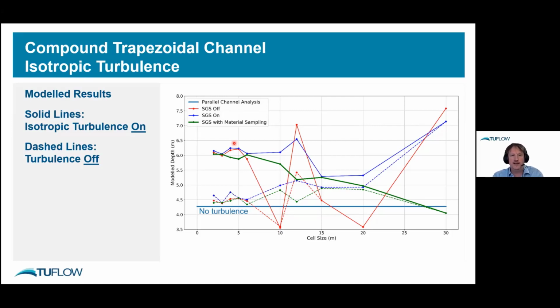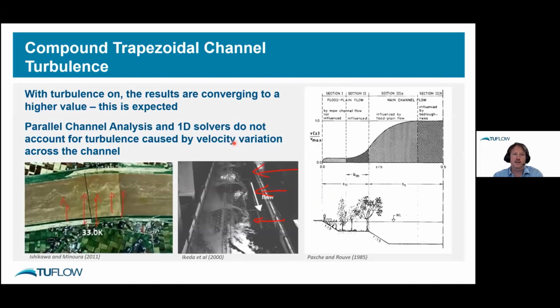So all three of those, once again, are converging to a similar answer, which is higher than with the turbulence on. It's higher than the parallel channel analysis, which is to be expected, because that parallel channel analysis and 1D solvers don't account for the turbulence caused by velocity variation across that channel. What we'd expect to see out here on the right hand side is, because we've got lower roughness and higher depths in the channels, a higher velocity in the main channel, and then a much lower velocity on the overbank areas, and that causes turbulence and shearing across that channel.